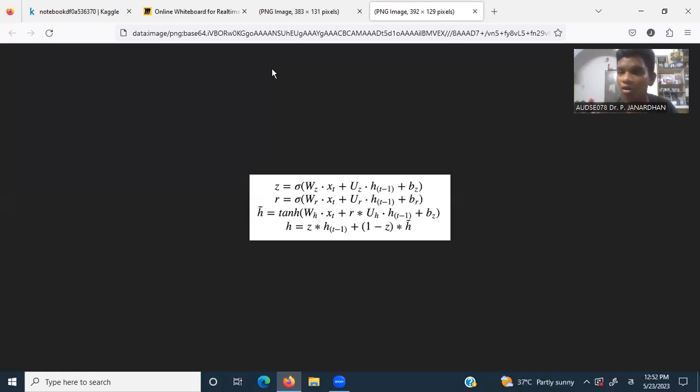If we want to give more importance to the previous hidden state, then the neural network is going to increase these weights UZ, WR and UR. Hence, these values are going to be higher. If these values are higher, then more importance will be given to the previous state. Yes, if Z and R are higher, then more importance will be given to the previous hidden state.